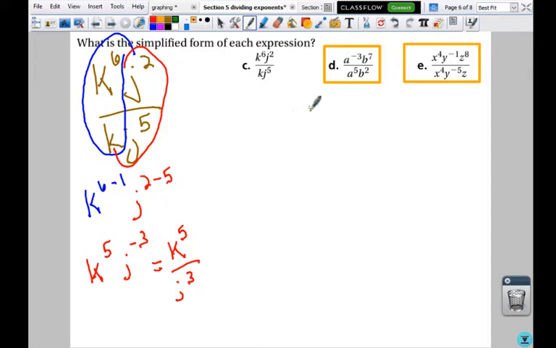All right, next class problem. I want you to do part D right here in the box, and somebody's gonna do it on the board for us. So do part D on the board.